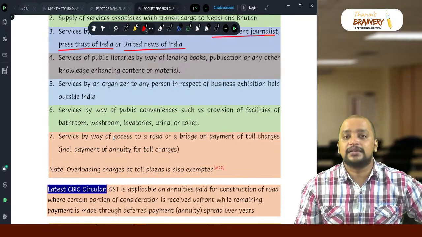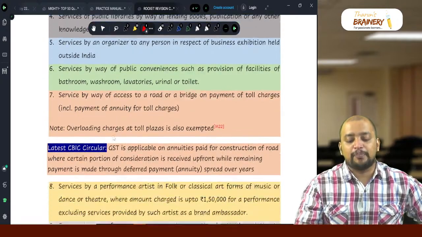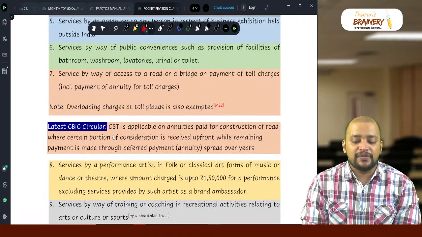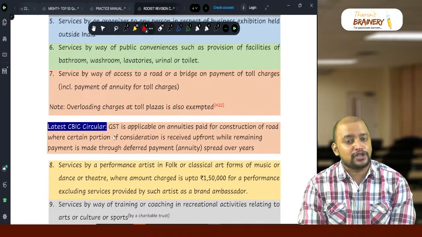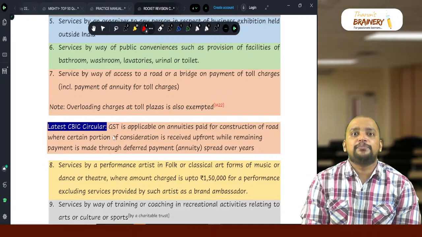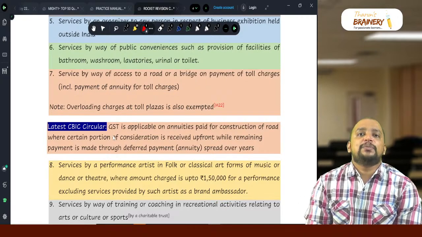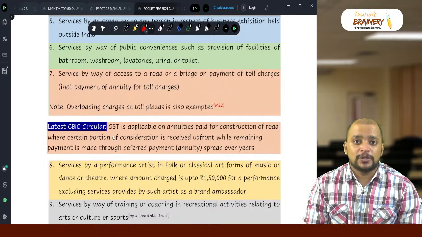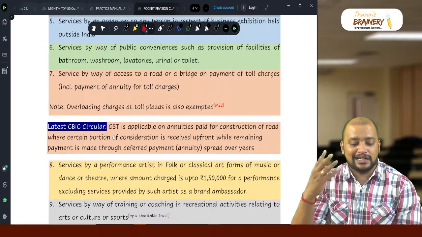money received is exempted. Then services by public conveniences such as provision of facilities of bathroom, washroom, lavatories, urinal or toilet is exempted. So there are some public conveniences, so which will be providing washroom facility for which they collect some money, that is exempted.